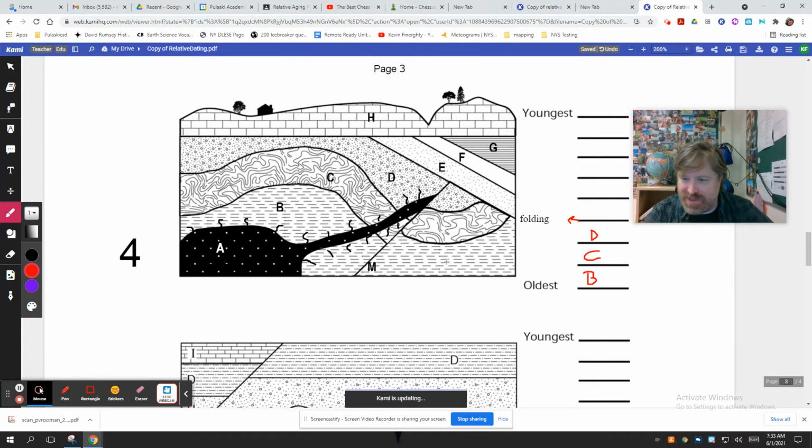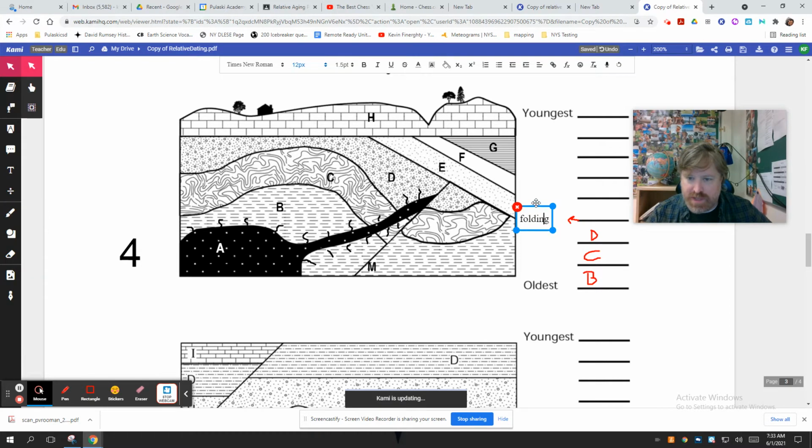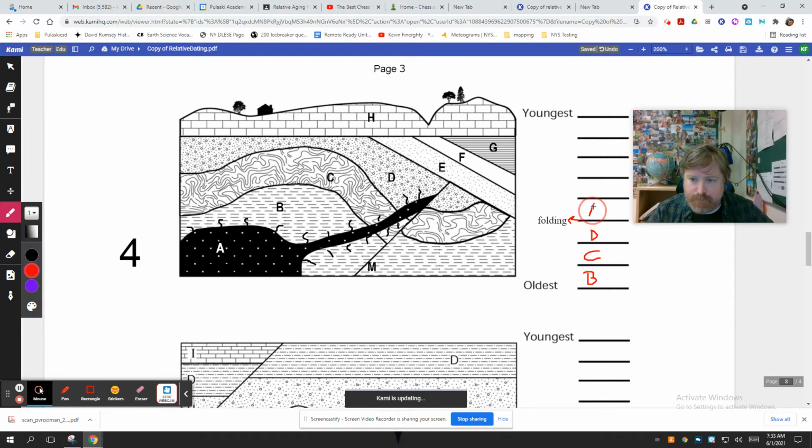Now again, if you miss little bits of this, but you're getting the main part of it, then you're probably going to be okay. So B, C, D, and then folding, which makes that kind of wavy pattern. And then I'm going to go A is next, because I see this fault, and this fault cuts through A. So A had to be there first. So then next would be the fault.